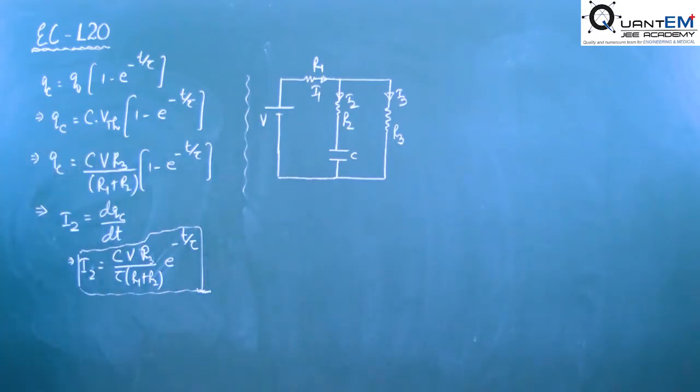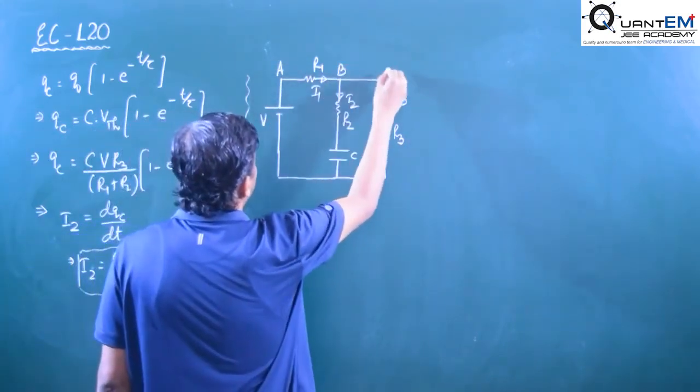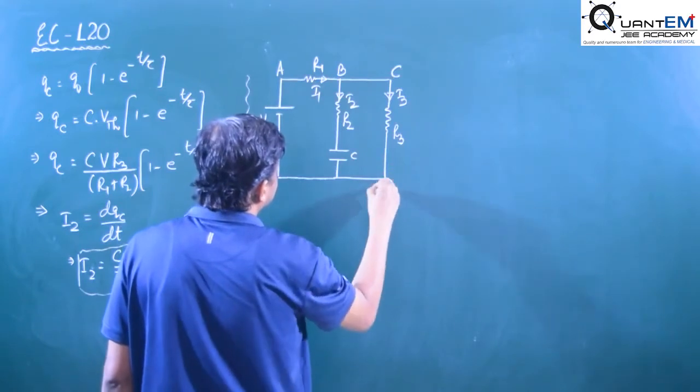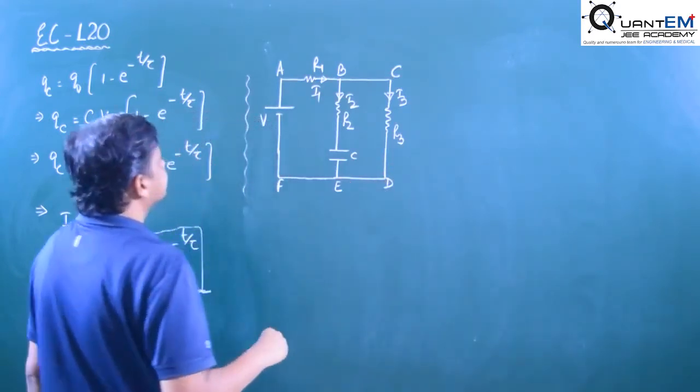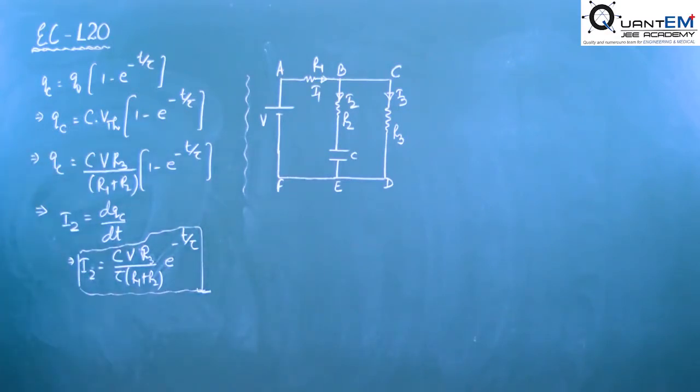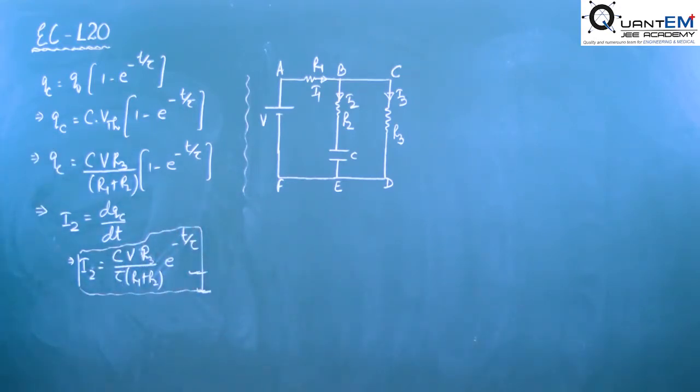Okay, suppose A, B, C, E and F. Now we have to get all the currents here. Okay, I2, we get this result. Now we have to find anyhow I1 and I3.